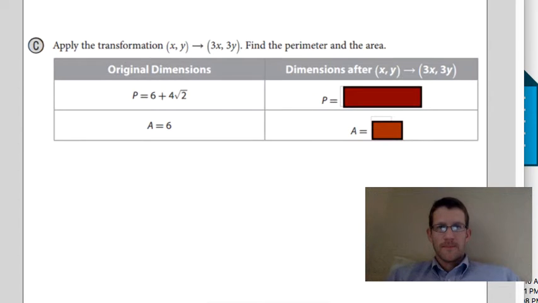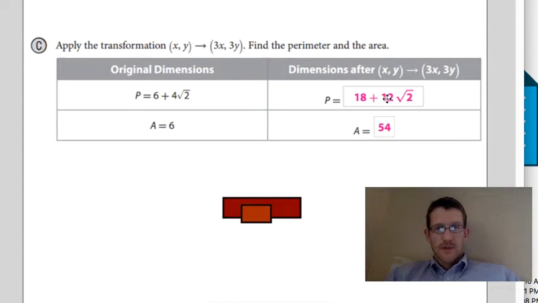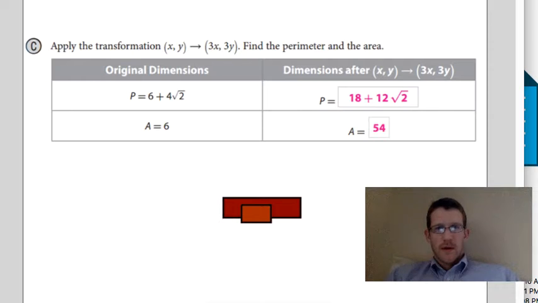So let's look at the pattern. We started with 6 plus 4 square root 2 for the original perimeter. After a dilation of 3 in both directions, we have 18 plus 12 square root 2. So a lot of you guys can figure out that this is actually just multiplying by 3, right? Distributing to both terms. So 6 times 3 is 18, 4 times 3 is 12. Therefore, this value is 3 times this original perimeter.